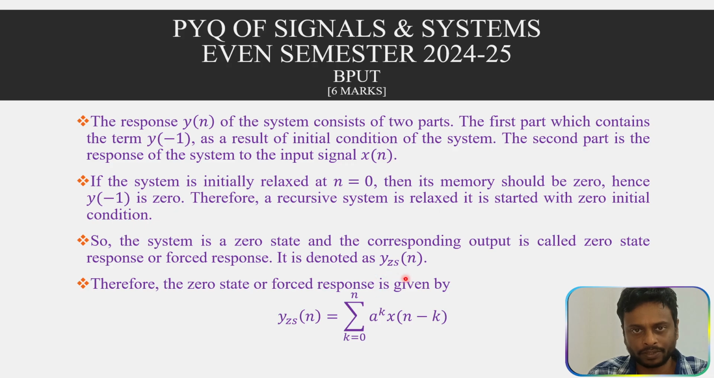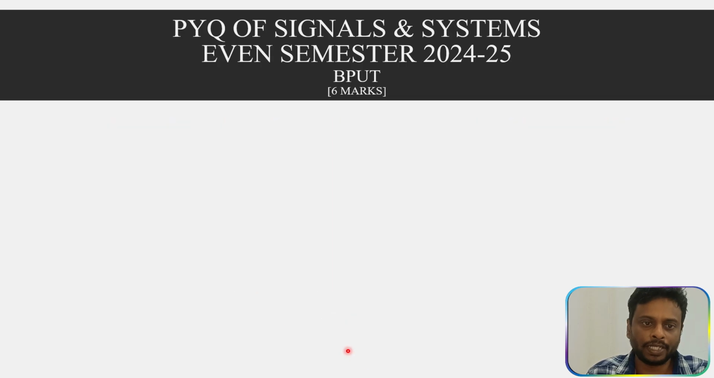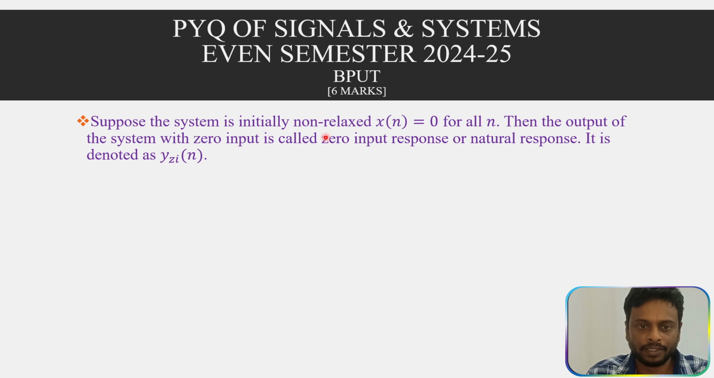Because y of minus 1 equal to 0. That is why we have this equation, the zero state response, equal to this one. Okay. Next, we learn the second part, that is the initial system.